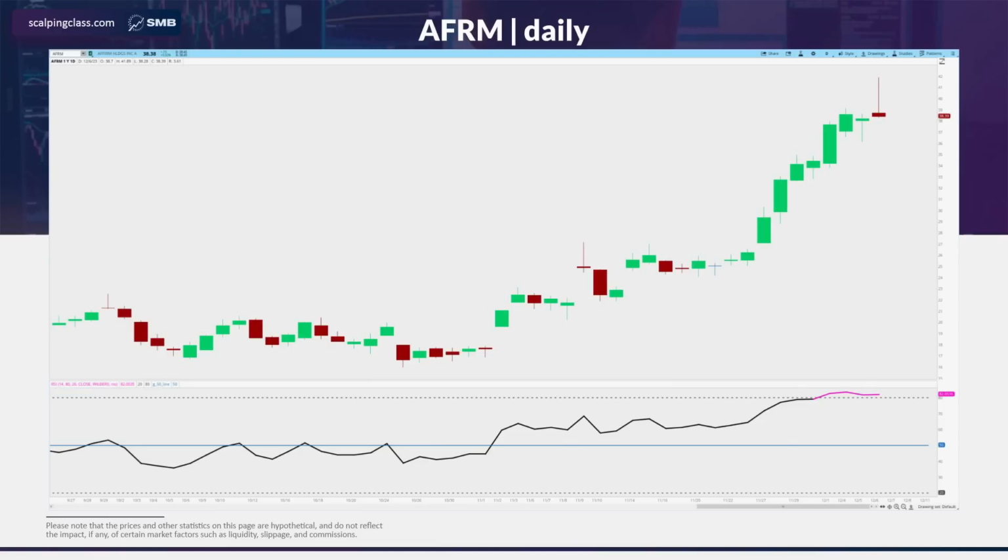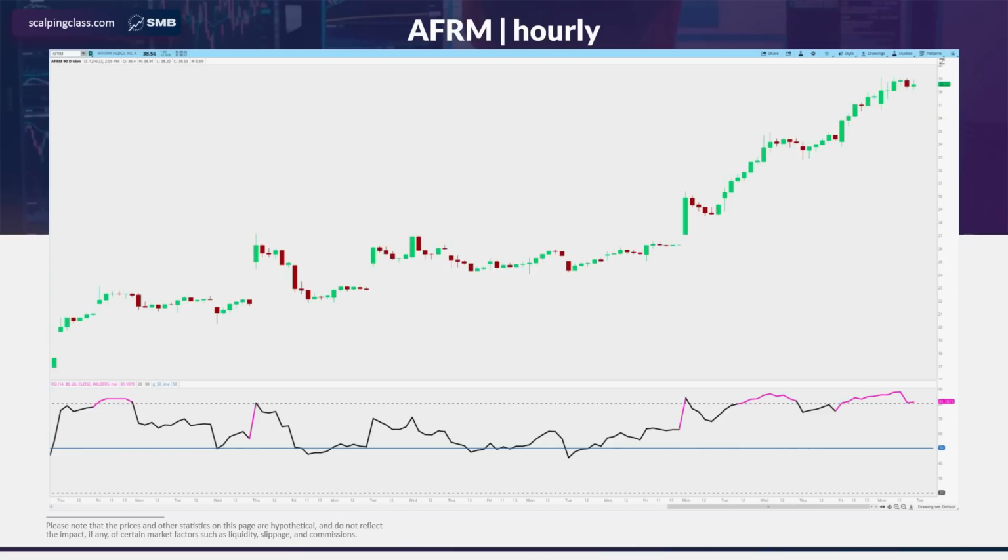AFRM has been a very strong stock. It's been running, it's been up 8 out of the last 9 days. And so you can see on the daily chart, that fact is clear, and it's just been on a tear, right? So in this case, the RSI is above 80 on the daily chart. And on the hourly chart, the RSI has also been above 80 quite a lot.